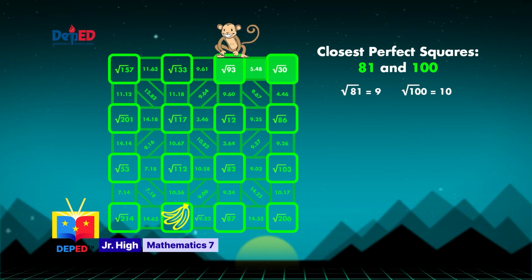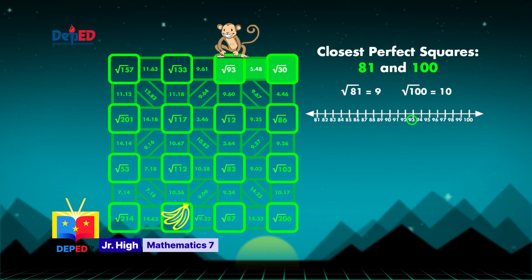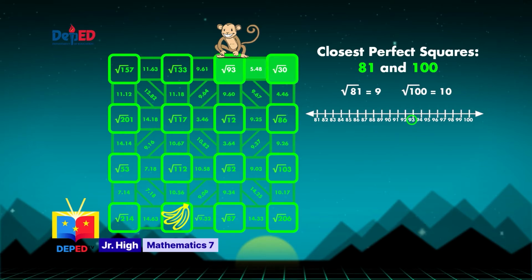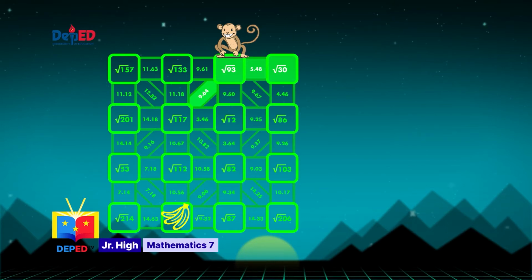93 is close to 81 and 100, which means that its square root should be between 9 and 10. 93 is closer to 100 than to 81, so its square root must be closer to 10 than to 9. If we try squaring 9.6, 9.7, 9.8, and 9.9, 93 will be closer to the value of 9.6 squared. We can now see our answer, right? That is 9.64. You are doing great!